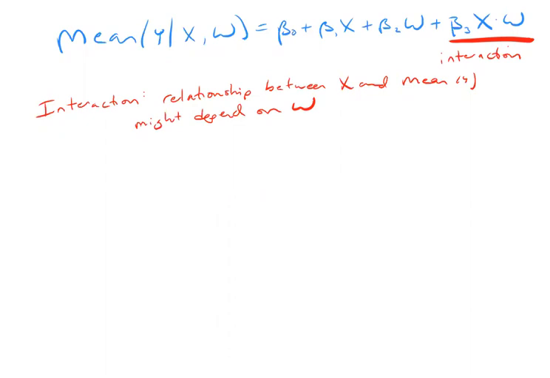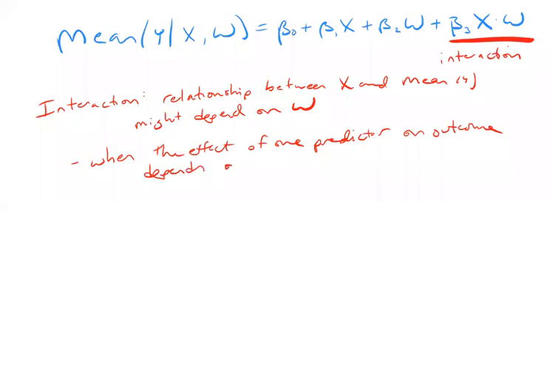I can say it another way. An interaction occurs when the effect of one predictor on the outcome variable depends on another predictor.